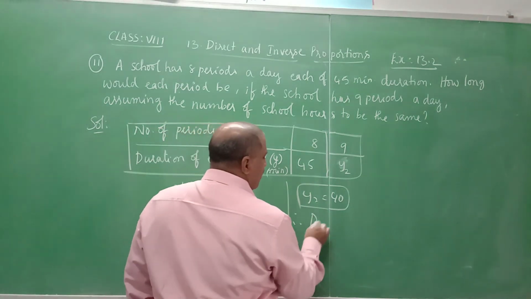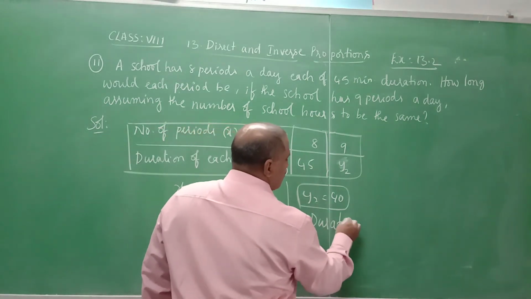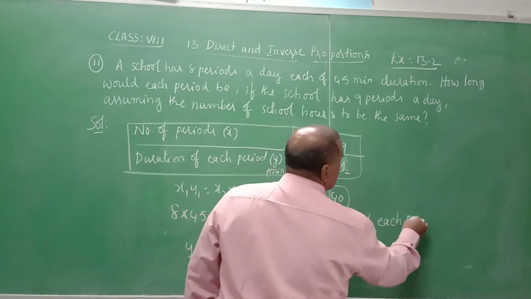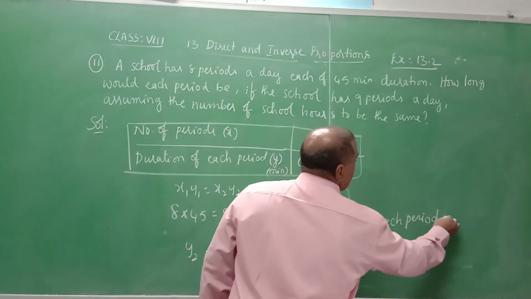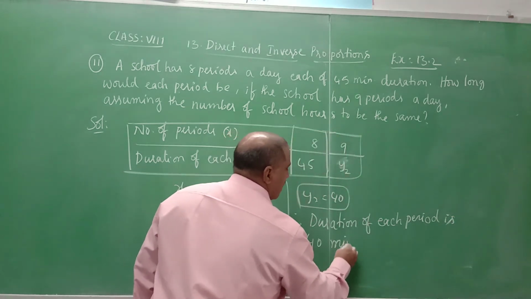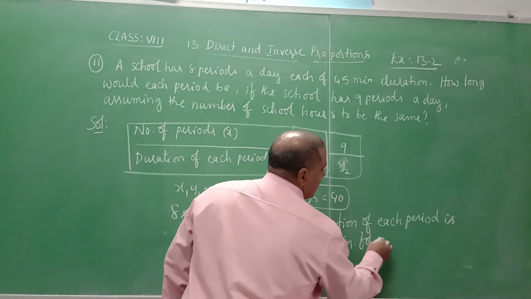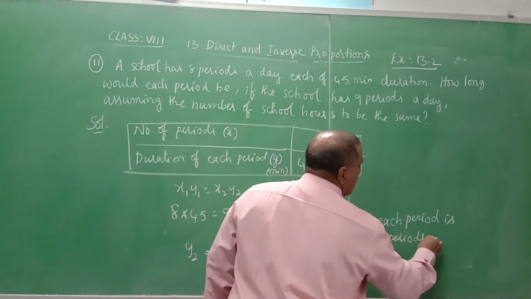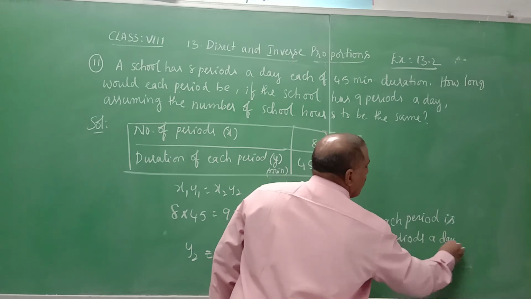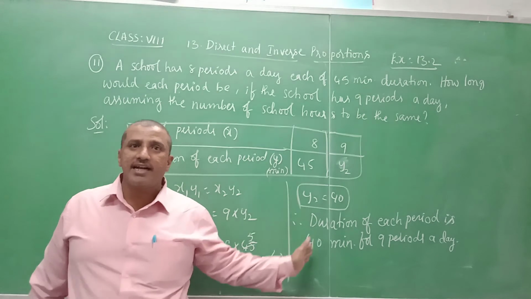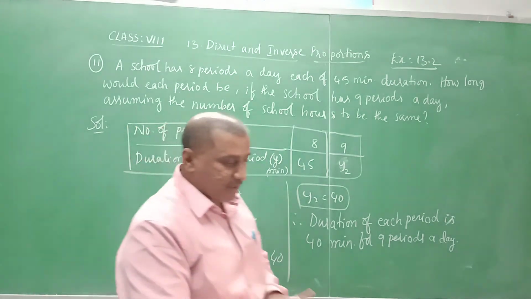Therefore the duration of each period is 40 minutes for 9 periods a day. Yes, like this we will find the unknown things even in direct proportion or in inverse proportion.